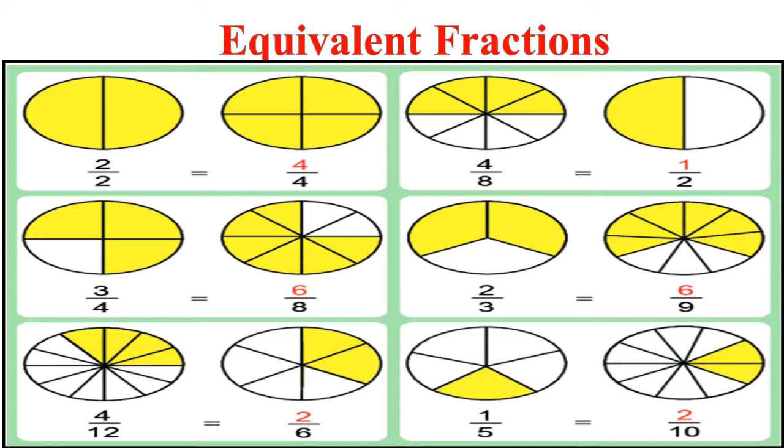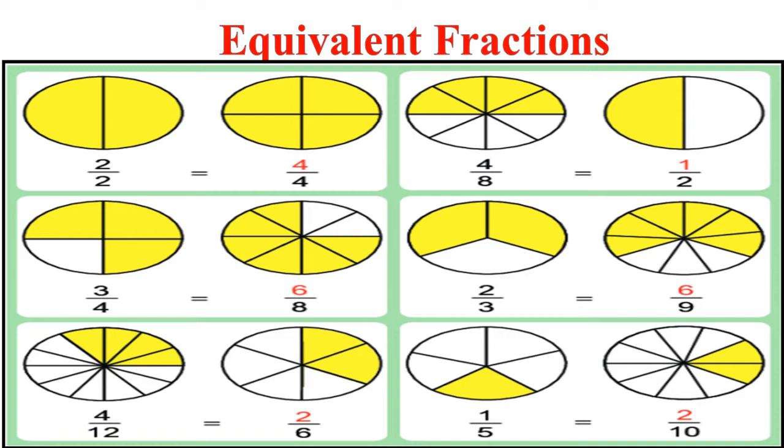And look at this one. The third picture shows a circle divided into three parts with two shaded. And the other, in the same circle, is divided into 9 parts with 6 shaded. See, when you multiply the numerator and the denominator by 3, we get 6 by 9. So we get another equivalent fraction.